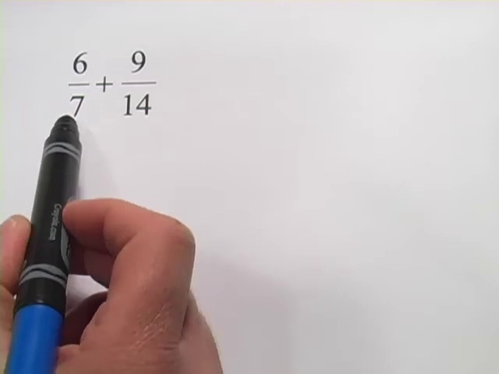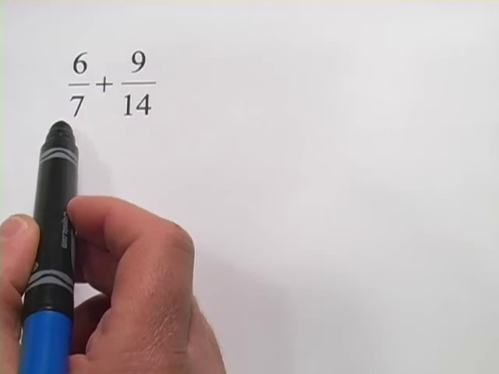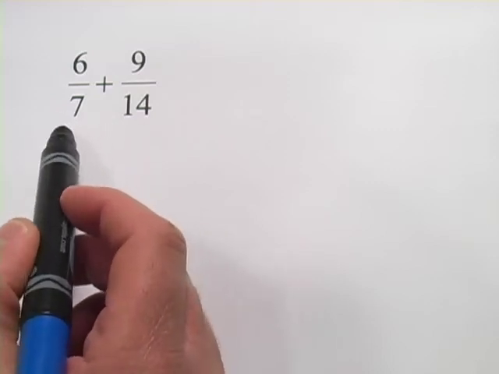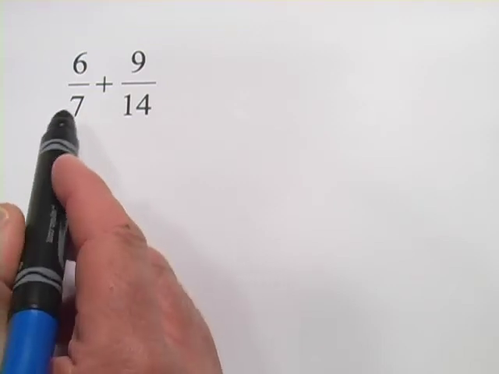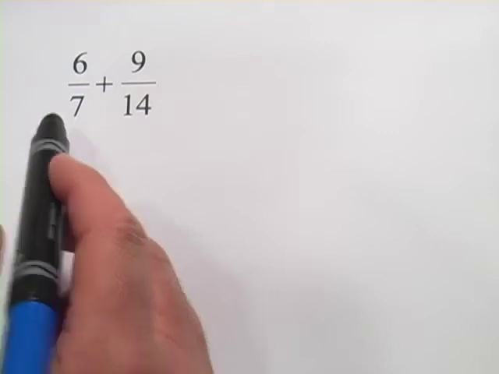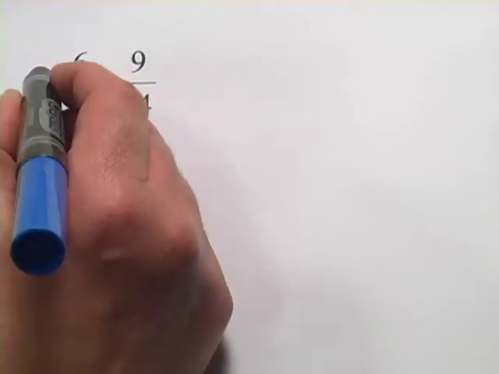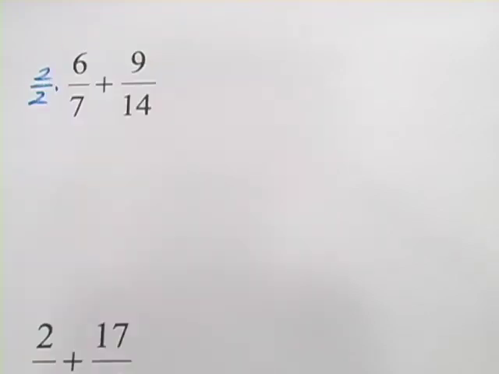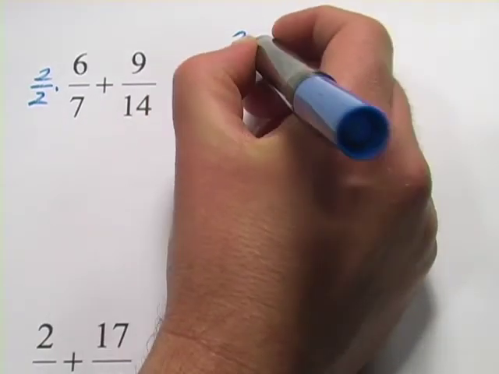Well, I notice 7 and 14 have a relationship, because if you multiply 7 by 2, you'd get 14. So that would be really great if I could multiply 7 by 2 down here, because then I'd have the same denominator. And I'm allowed to do that as long as I multiply the top by the same number. What I'm really doing is multiplying by 2 over 2.